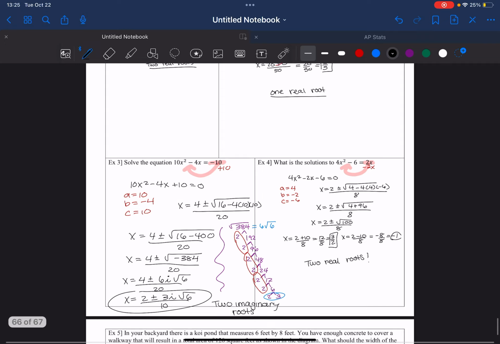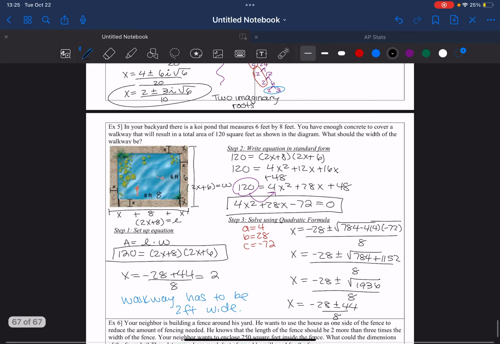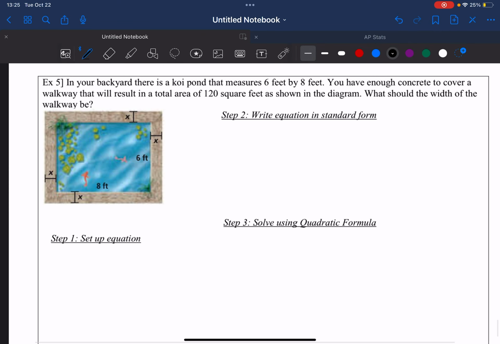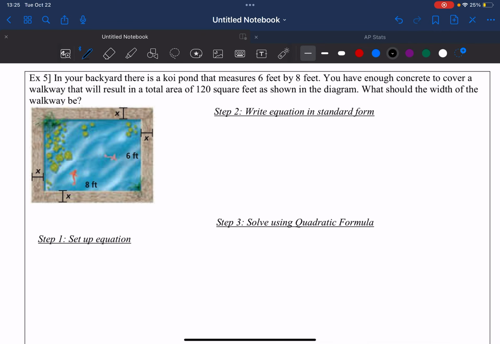Okay, that's the first half. The back part of this, I forgot to clear it. The back part of this is going to be our real world examples. So it says, in your backyard, there is a koi pond that measures 6 feet by 8 feet. You have enough concrete to cover the walkway, which will result in a total area of 120 square feet as shown in the diagram. What should the width of the walkway be?